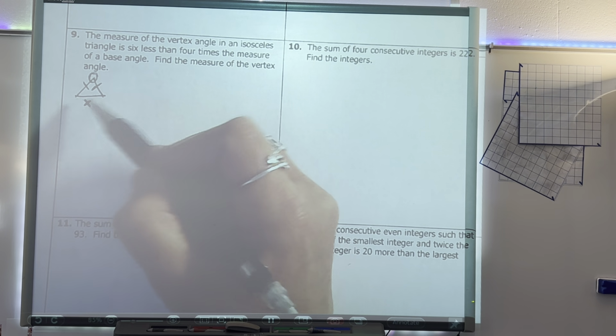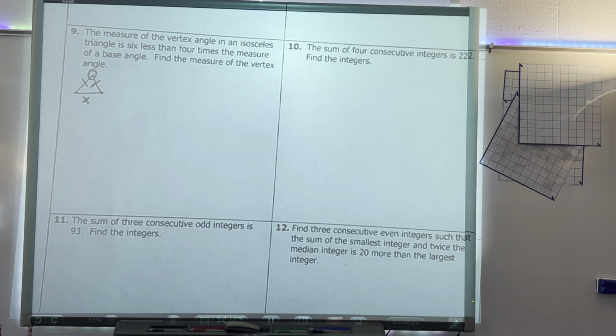Actually, that would be this angle here, anyway, because it's opposite the base. So these other two have to be the same, right? Because those 2 sides are the same. All right, so how am I going to write that angle?